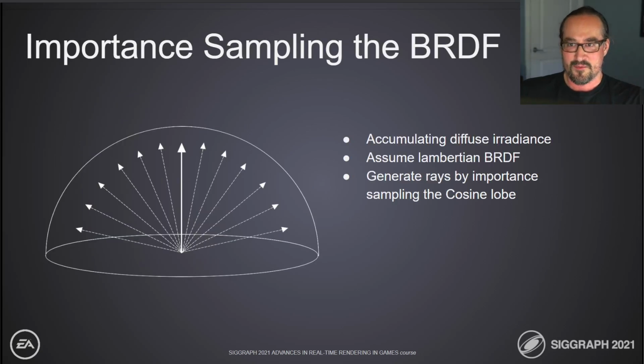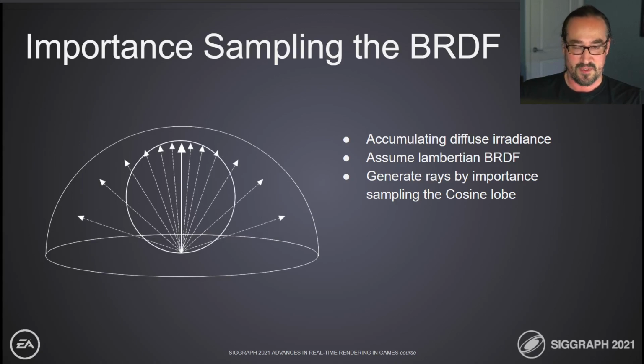Now, as we're shooting rays into the scene, the naive way to do it would be to just send rays uniformly across the hemisphere. We can do a bit better than that because we know that our BRDF is Lambertian, so we can importance sample the cosine lobe, which means we send more rays in the direction where the BRDF is larger.